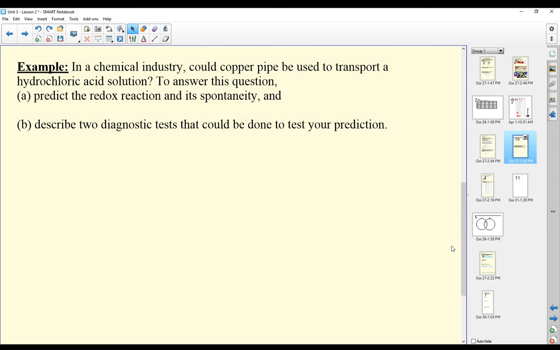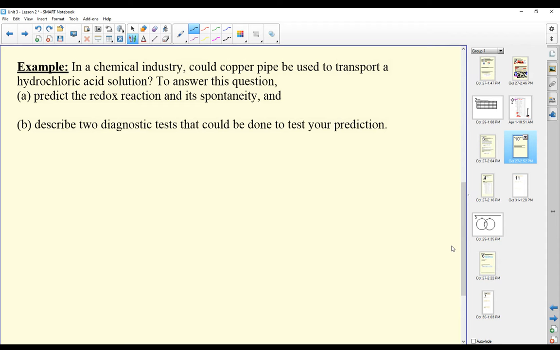So for example, in a chemical industry, could copper pipe be used to transport a hydrochloric acid solution? To answer this question, A, predict the redox reaction and its spontaneity, and B, describe 2 diagnostic tests that could be done to test your prediction. All right, we're going to largely focus on A here.